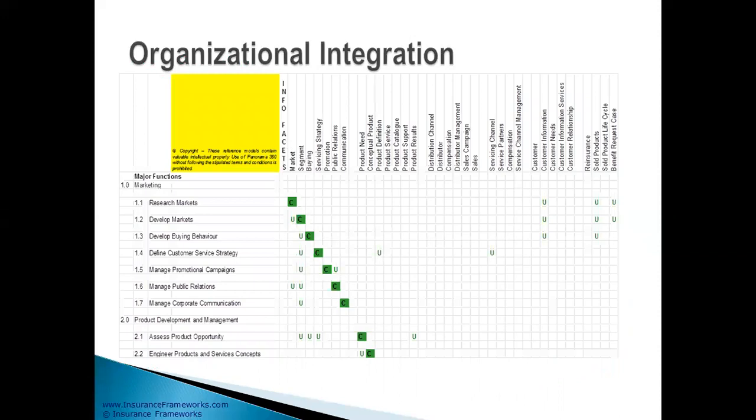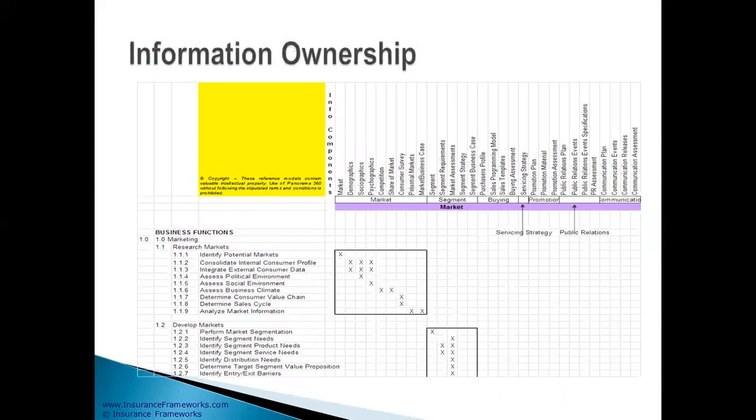There's also an organizational integration map showing the dependencies that exist between the major capabilities, and also the information ownership to those capabilities. These are maps that are being provided with Panorama 360.